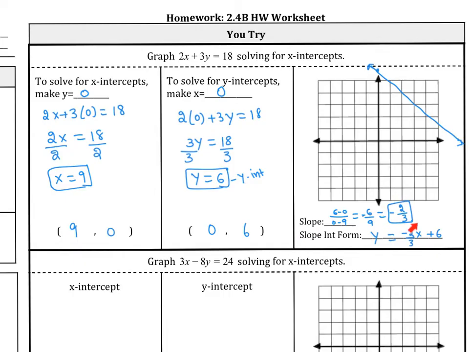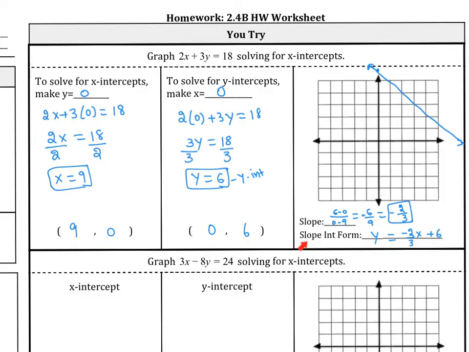So what I did to find the slope is that I choose 2 points and I applied the y2 minus y1 formula. So 6 minus 0 divided by 0 minus 9, and that's going to give me negative 6 over 9. And when we reduce it, it's going to give me negative 2 over 3.